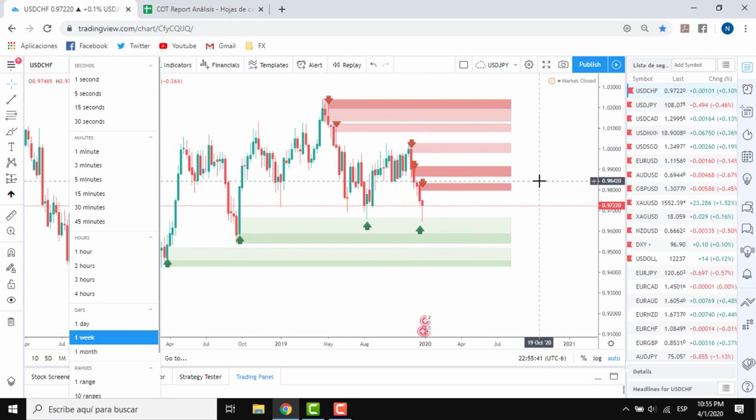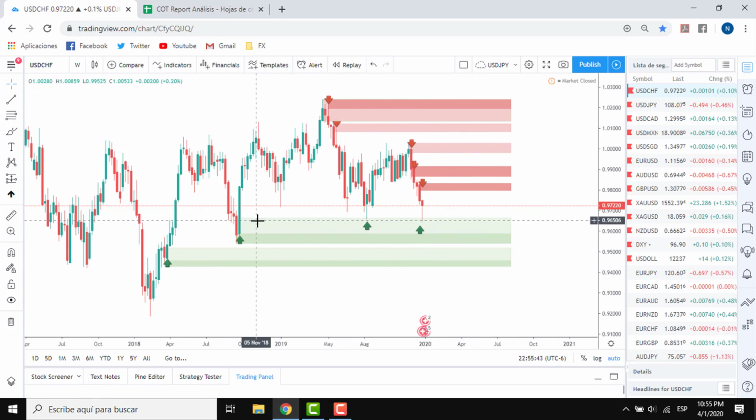Price right now has tested this demand zone here. See, this was fresh when price touched here, but it returns to the same demand zone, and now this is not fresh any longer. So I wouldn't look for buy opportunities. I will look for sell entries here.